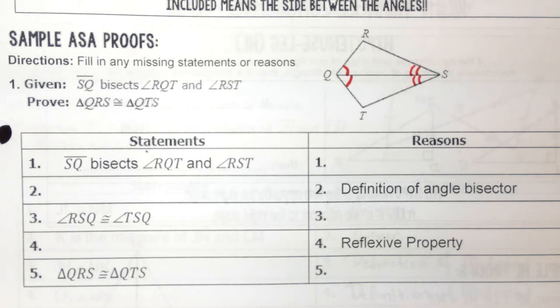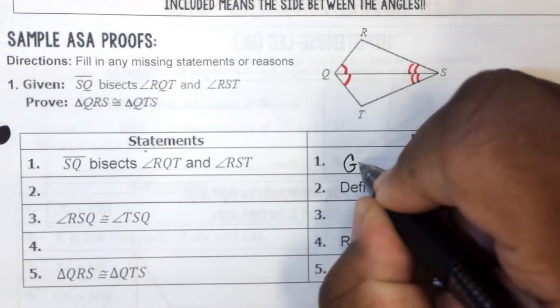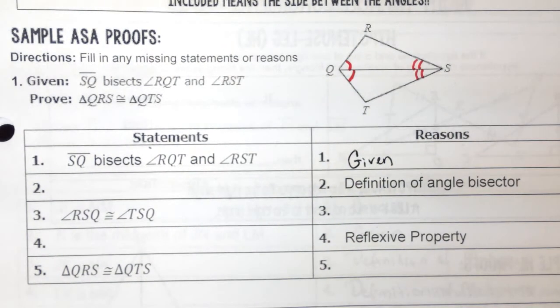Line 1. SQ bisects angle RQT and RST. Ariana, what would you put there? The first line of the proof says SQ bisects angle RQT and RST. What would I put there for my reason? Given. That's given information.